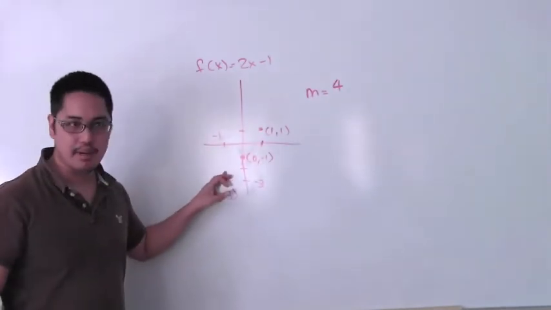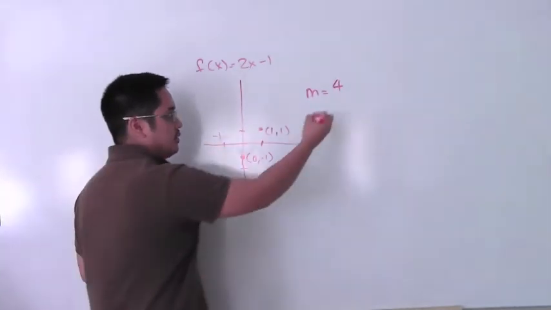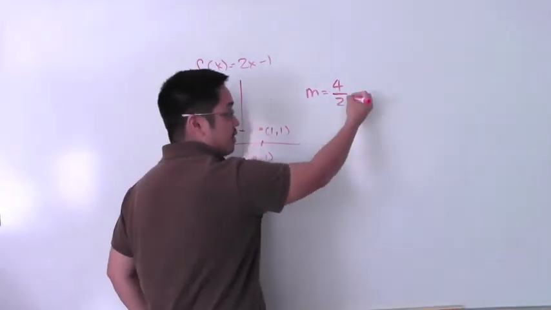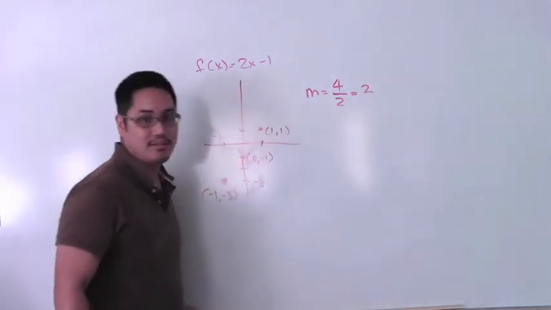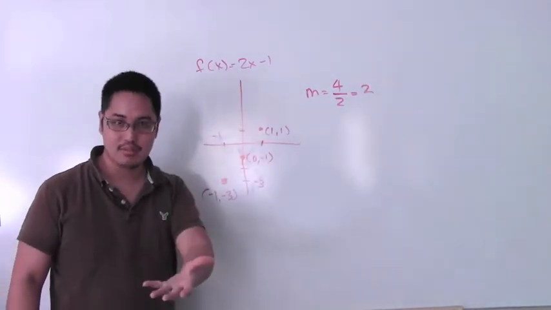How much do I have to run by? 2. 4 over 2 is also known as 2. My slope is 2. Does that make sense?